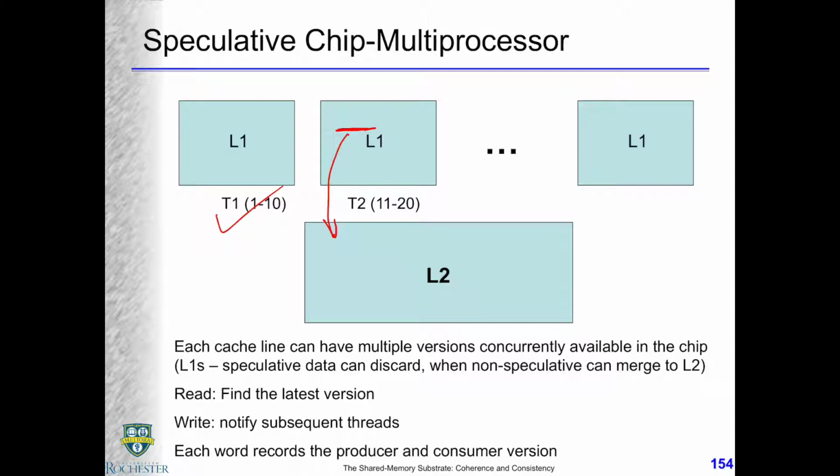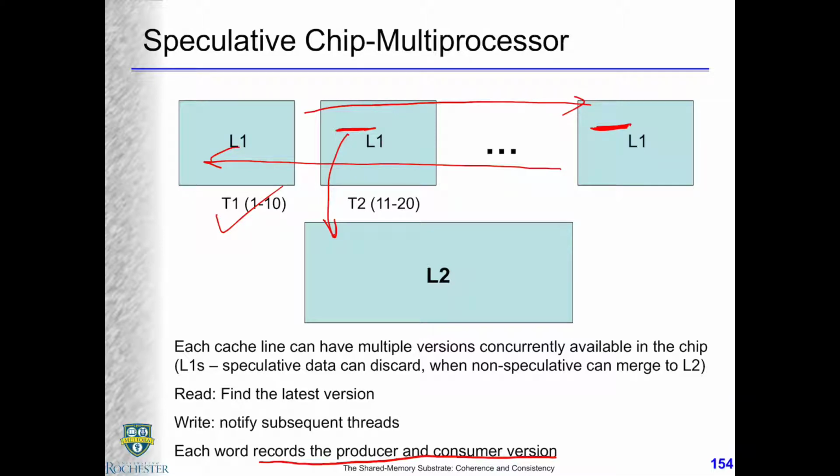Okay, so for every read, we'll try to read it from its own cache line first. If it doesn't exist, I have to go forward, search to see if I have a version. I want to find the latest version that I can. And when I have a write, I have to search in the future direction and squash. Okay? So to be a little bit more careful, or more sophisticated about it, you should record producer and consumer versions.